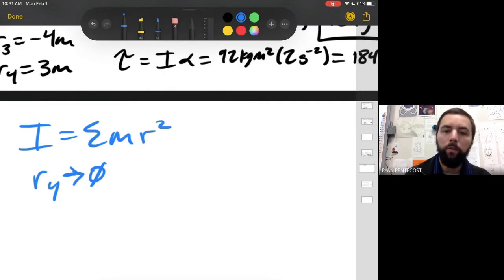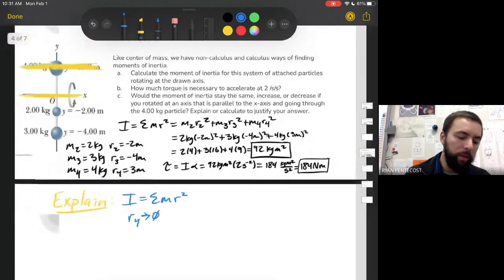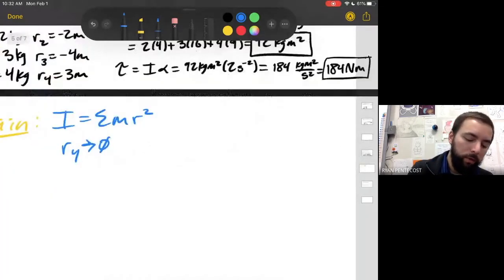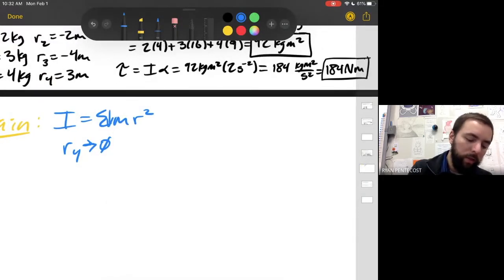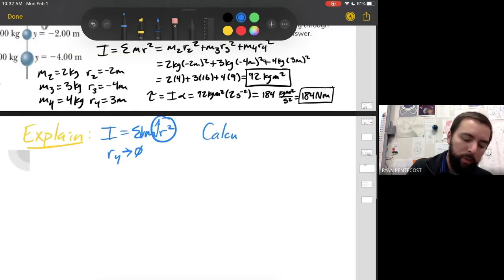So here I would argue that we are losing 4 kilograms off of the mass, but we're increasing all of our radii by 3 and then squaring them. So that is most likely going to cause an increase, right? That makes sense: if you decrease mass but increase radius, that's going to have a stronger effect. So now let's do the math. It said explain or calculate. Let's actually calculate it.